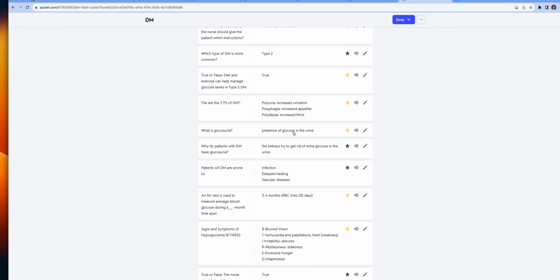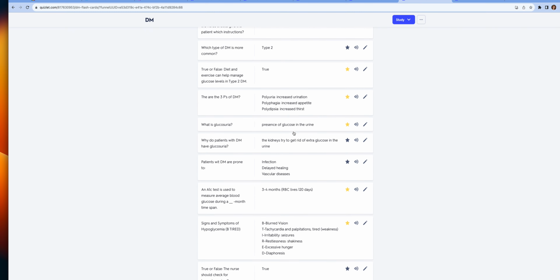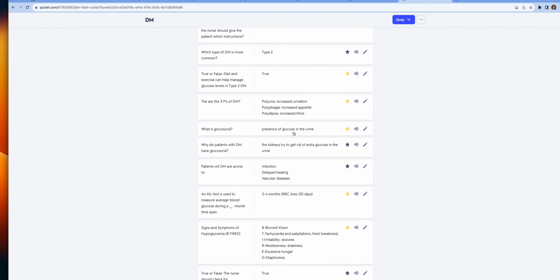Polydipsia, they have increased thirst because they're diuresing essentially, right? They're urinating a lot, so they have to make sure they have adequate fluids. And then glycosuria, that's presence of glucose in the urine. Usually if people's glucose is greater than 220, it will spill over into the urine. So if somebody has glucosuria and they're a diabetic, they're probably not managing their diabetes well.